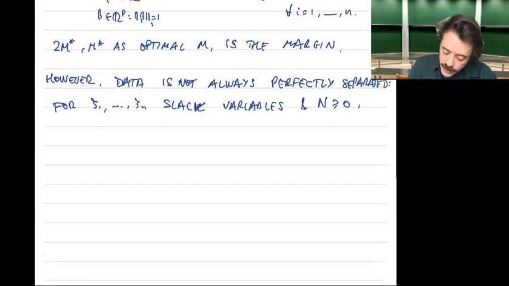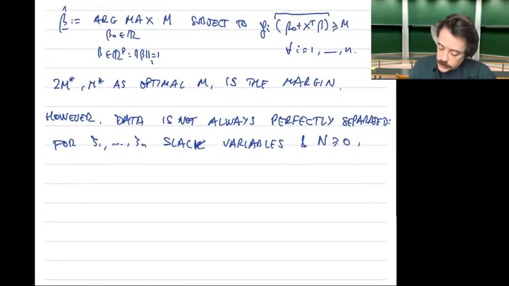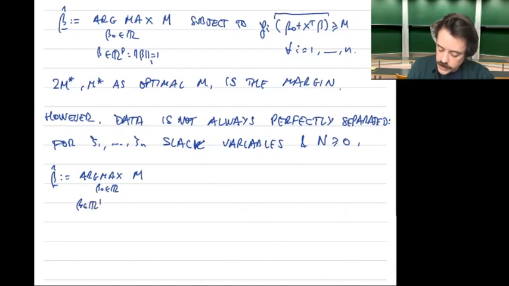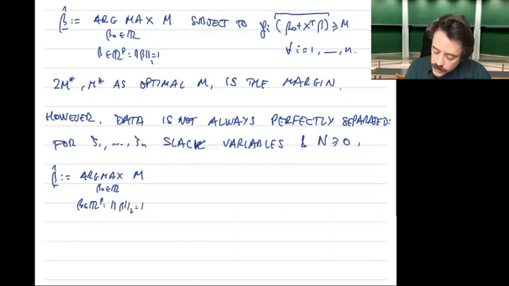We're going to redefine our beta. So let's have the previous one up there. So our beta now is going to be still the argmax of this M over beta naught being in R, and then beta being in R^p, such that its norm is 1. But now this is subject to the same as before, but with more conditions, yeah?